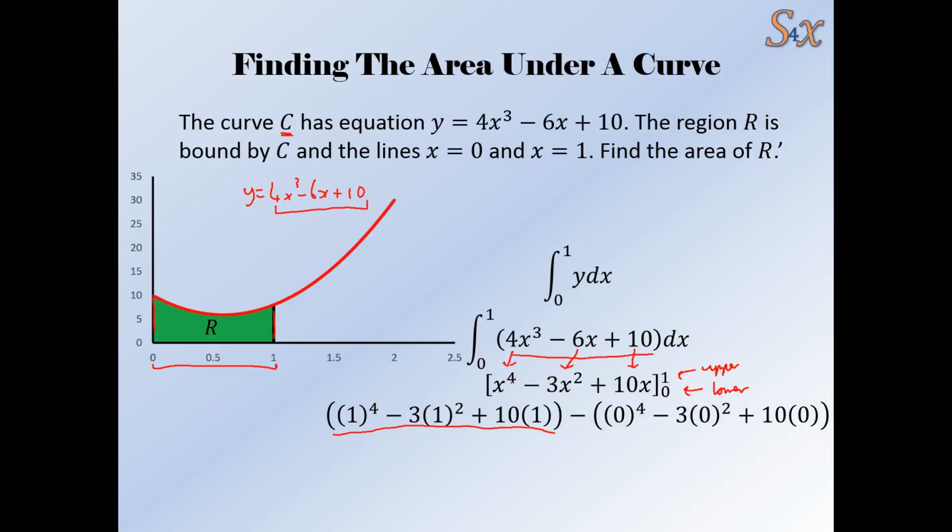Okay, the upper limit's 1, so instead of x to the 4, I get 1 to the 4. Instead of minus 3x squared, I get minus 3 times 1 squared. And instead of plus 10x, I get plus 10 times 1. So I've just substituted the 1 in everywhere I see an x. That's my upper limit.